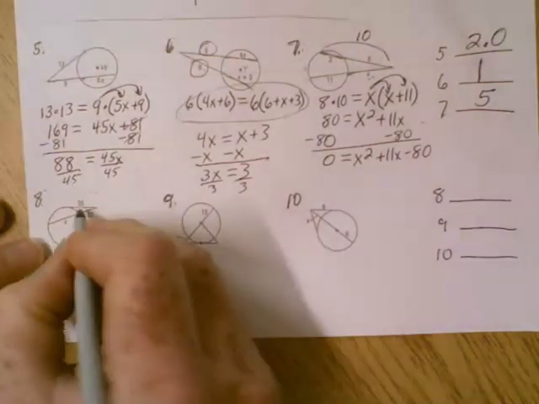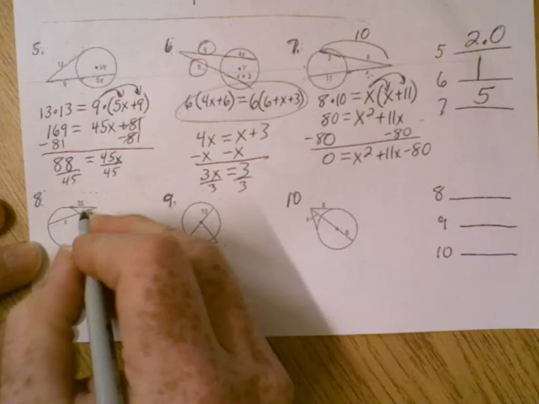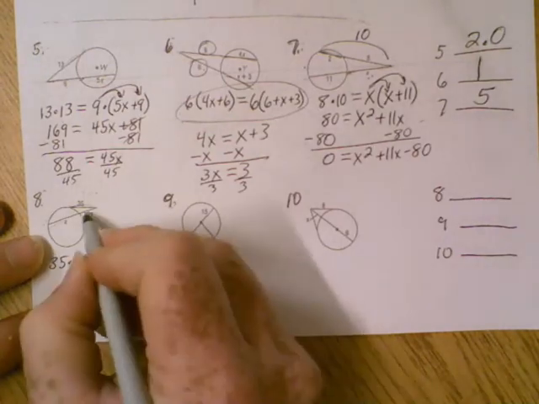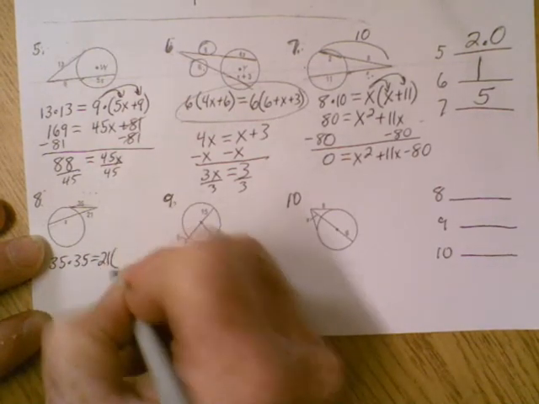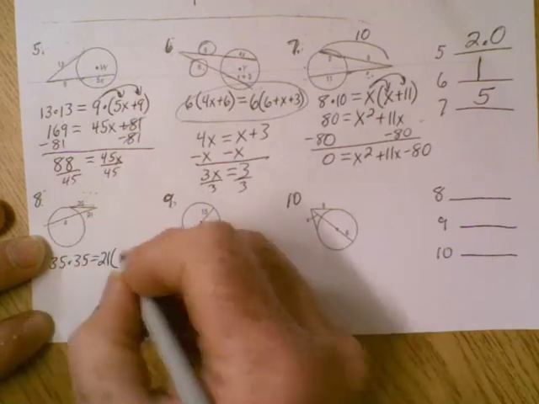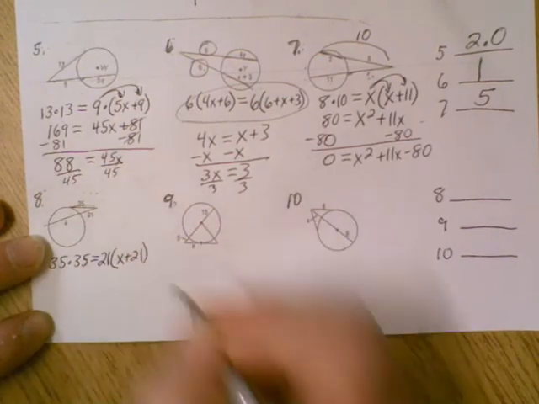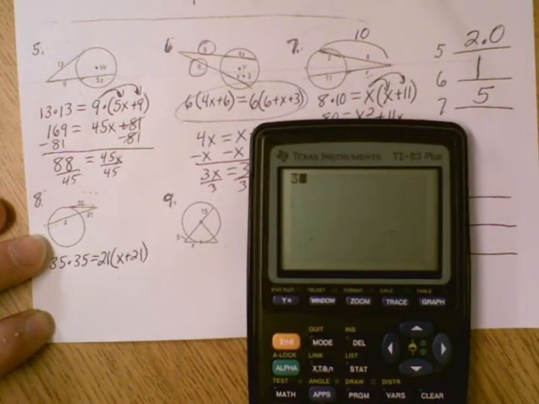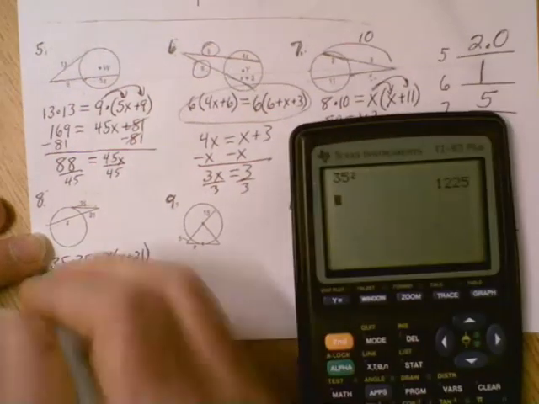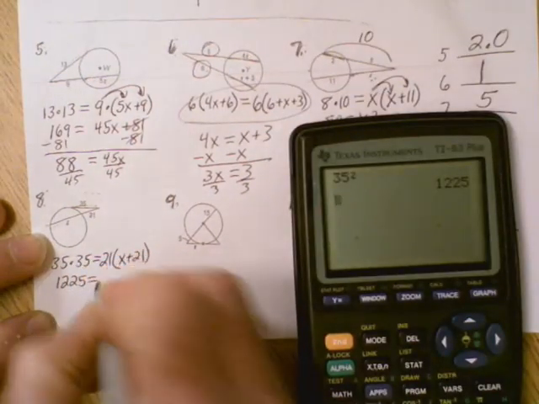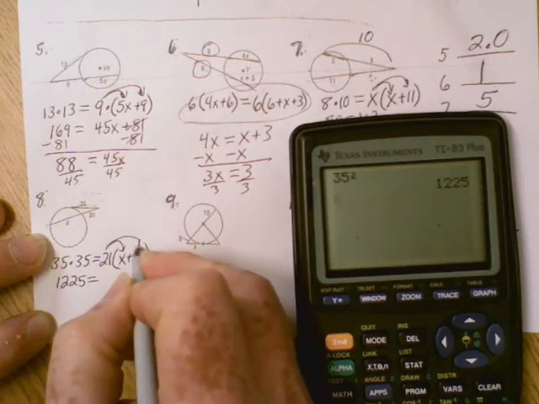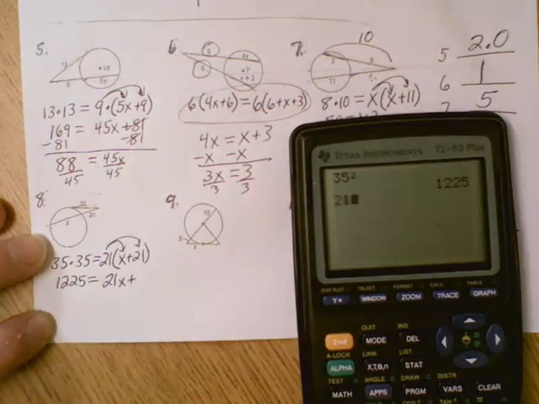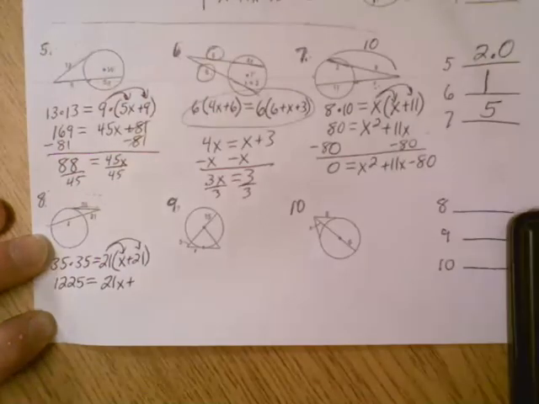Number 8, we got a tangent and a secant. So the tangent, you just take the tangent times itself equals the outside part of the secant times the entire thing, which is going to be x plus 21. I grab my calculator. I do 35 squared, or 35 times 35, and I get 1225 equals, distribute out here. That's 21x plus 21 times 21 is 441.